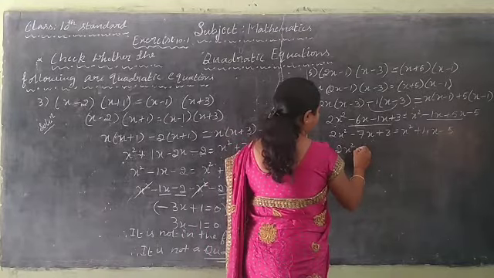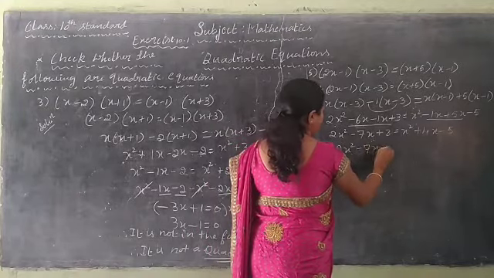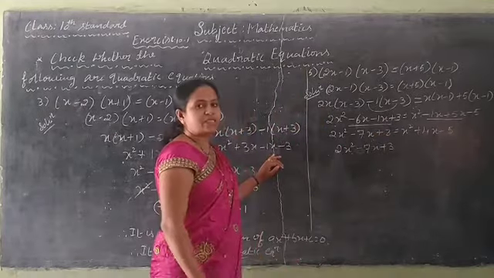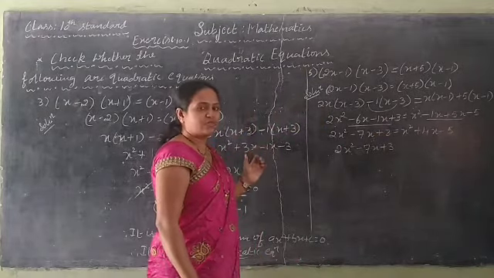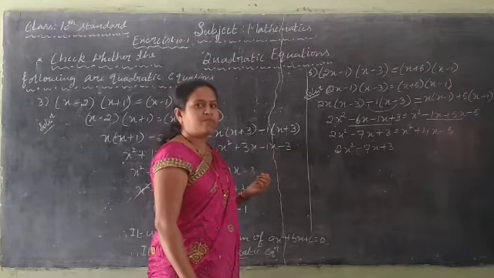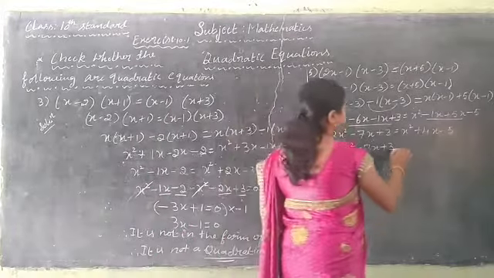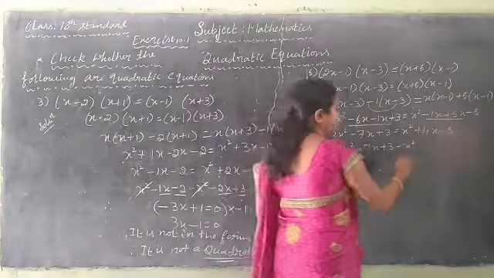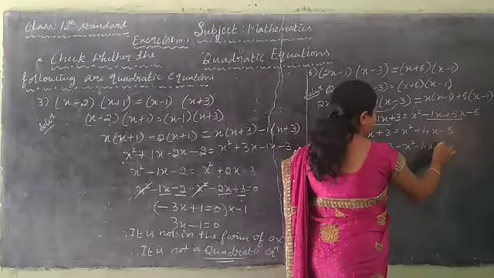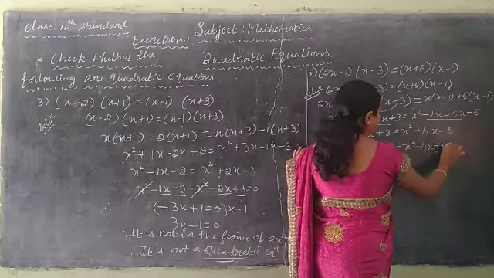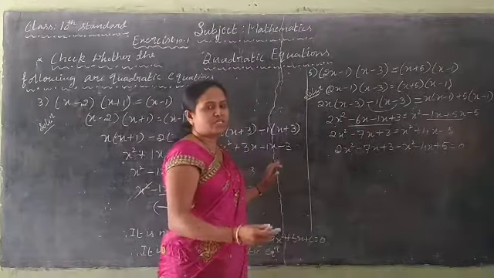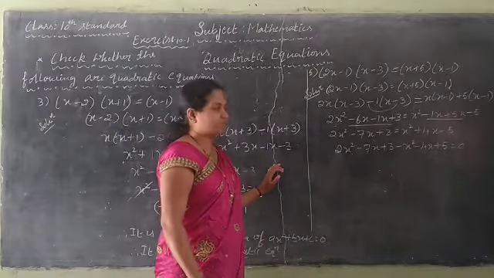2x square minus 7x plus 3 plus x square is there, children. When you transfer after the equals, what will it become? Yes, it will become minus x square, plus 4x will become minus 4x, minus 5 will become plus 5 is equal to 0. What we have to do, children? We have to transfer the right hand side to left hand side.